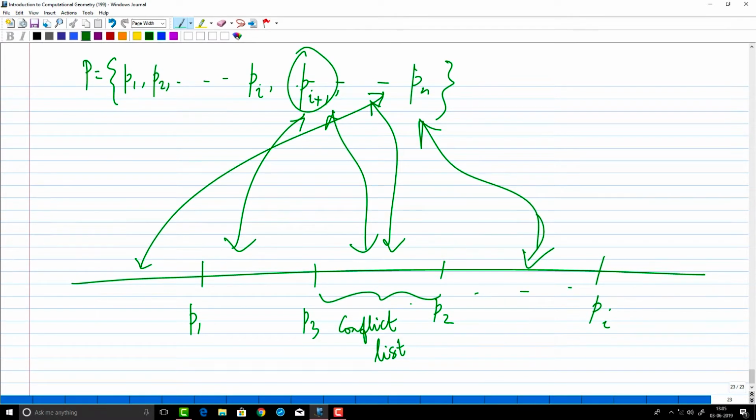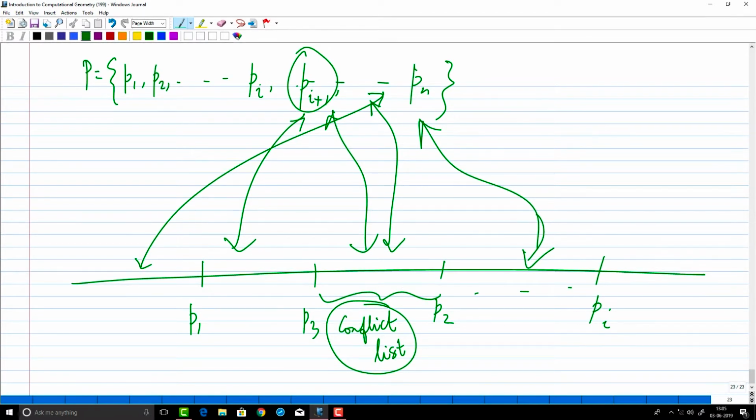Why are you calling it the conflict list? No, this is just a name. The conflict list for an interval is the numbers in the capital P which lie within this interval. In a sense it is conflicting with the interval. So the conflict list for an interval contains only those numbers which lie within this zone.